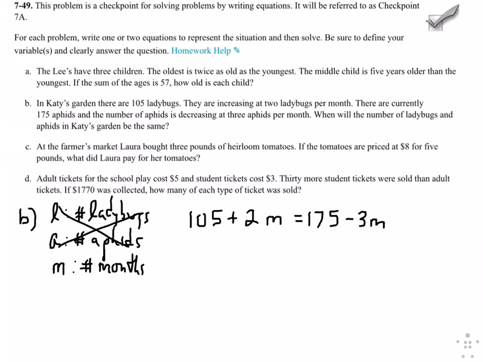Let me just solve this one. So we'll subtract 105 from both sides, and this would be 70, right? And then we'll add 3m to both sides, and that would be 5m. And then we divide by 5, and 5 goes into 70 14 times. So m is 14. So at what time will the number of ladybugs and aphids be the same? In 14 months, right? Okay, so let's do C.